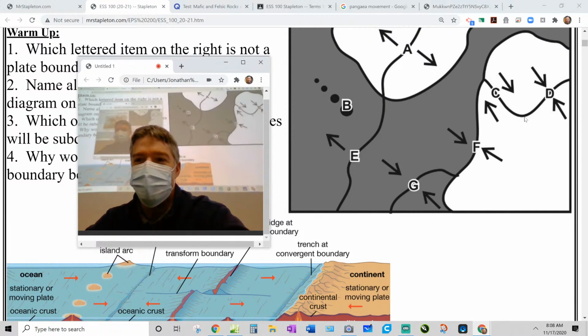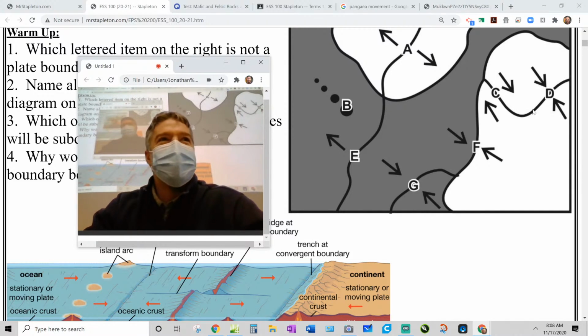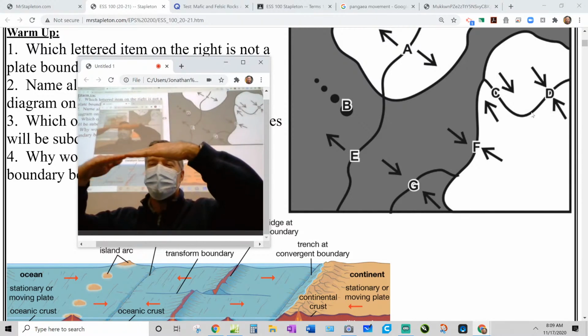I just looked at this and suddenly I saw a face. Does anybody see that? There's a mouth here, and these eyebrows, and these are the eyes. Yeah, it's a little scary looking. Anyway, I got distracted by that.